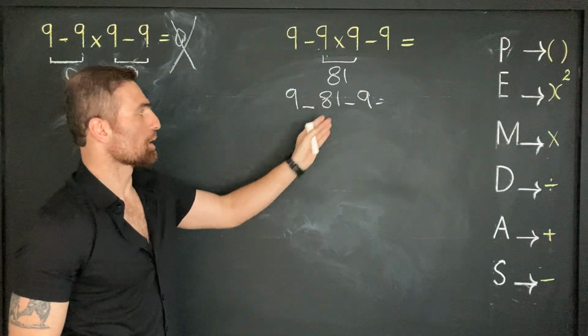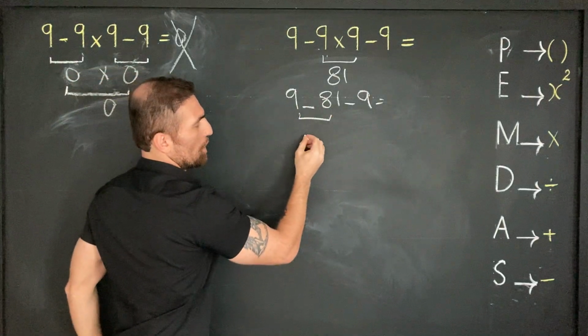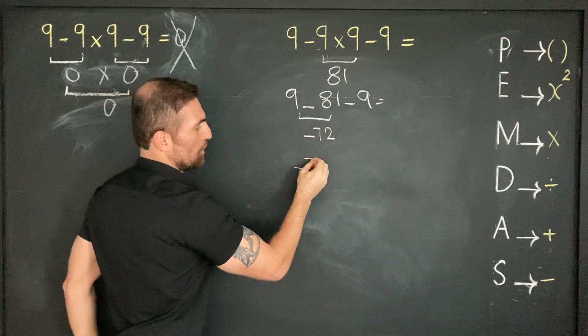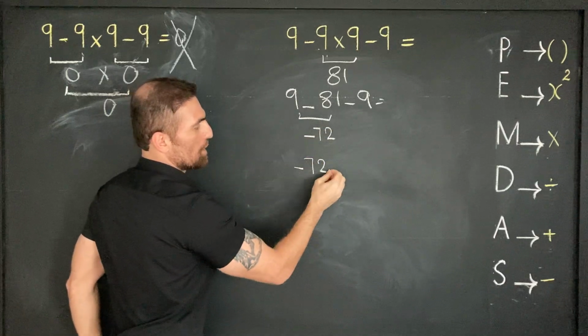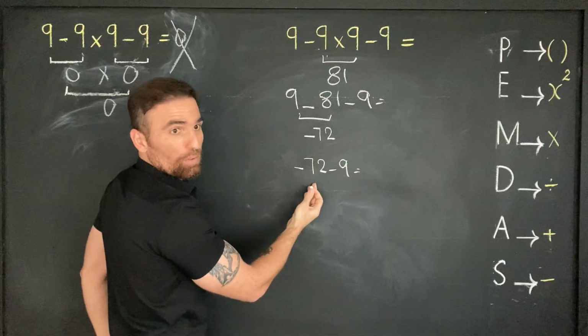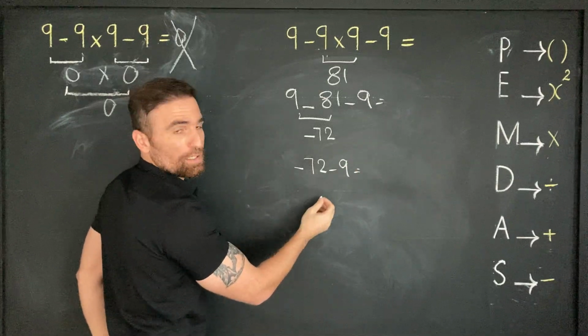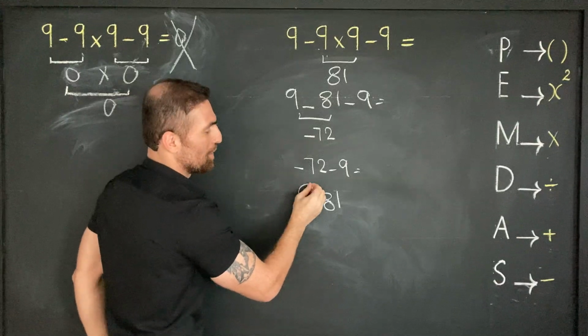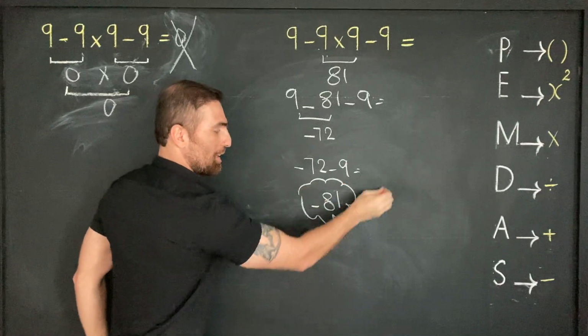So 9 minus 81 is going to be negative 72. Let me write it. Negative 72 minus 9. As you know, negative 72 minus 9 is negative 81. And this is the correct answer.